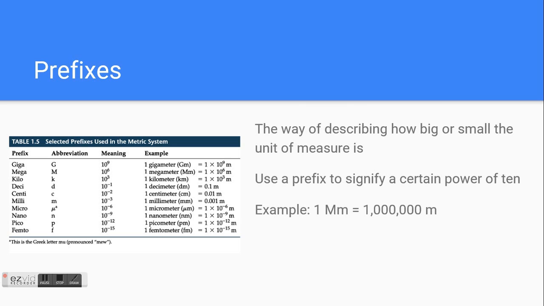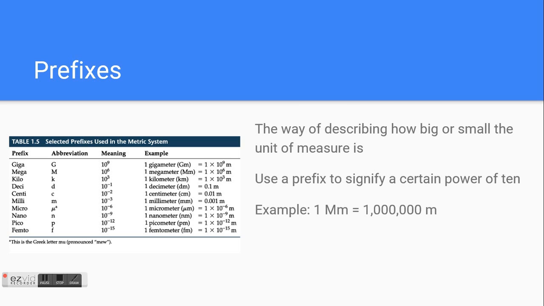And so we use a prefix in the metric system to signify what power of 10 we are dealing with. Some of the common prefixes are these ones in here: kilo, deci, centi, milli. Some that we come across in physics, things like nano, is a pretty common one.